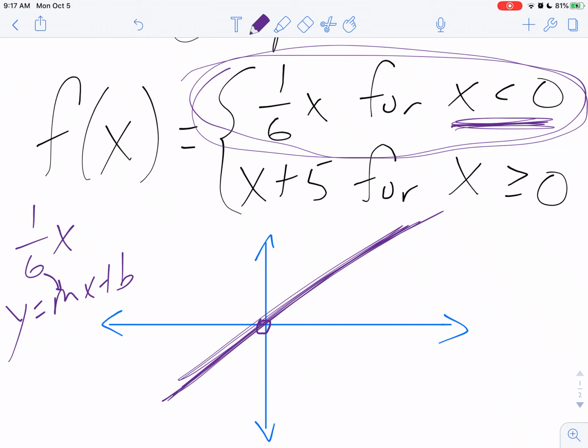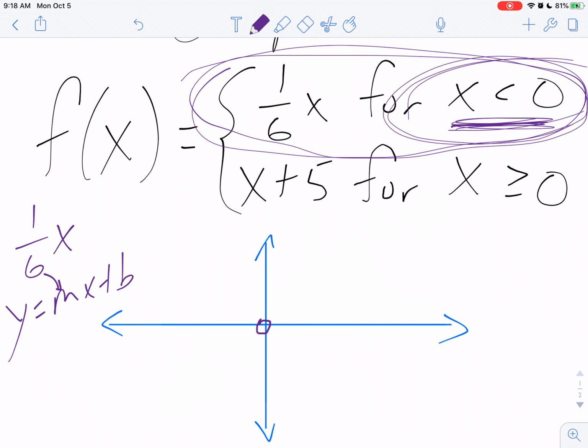But we're supposed to be graphing this for less than 0, which means to the left of 0. So I shouldn't have this part of my line here. My line should be going in that direction generally. All right. And that matches a couple of the choices.